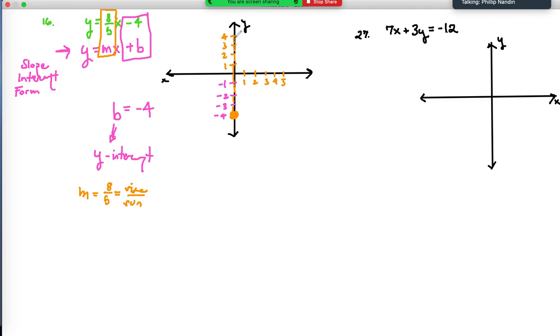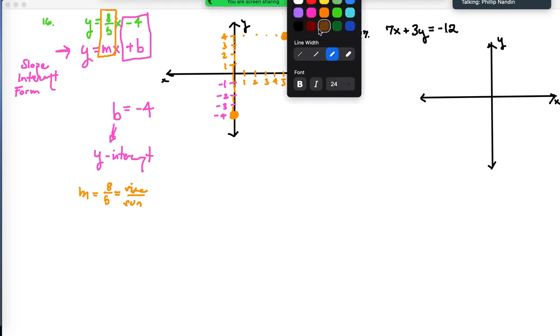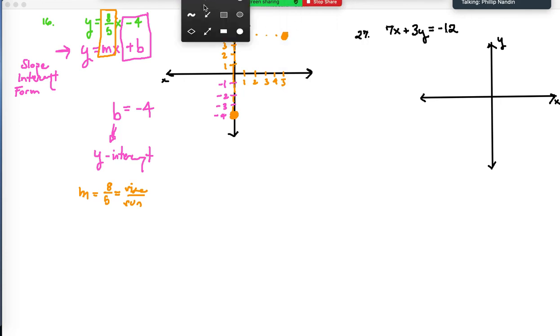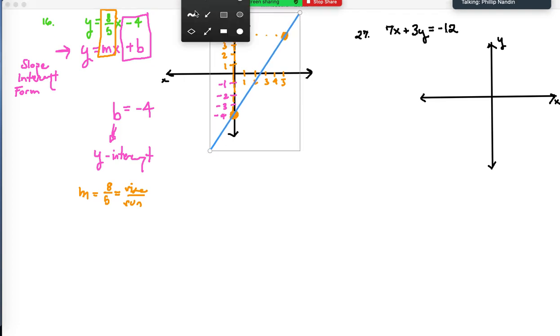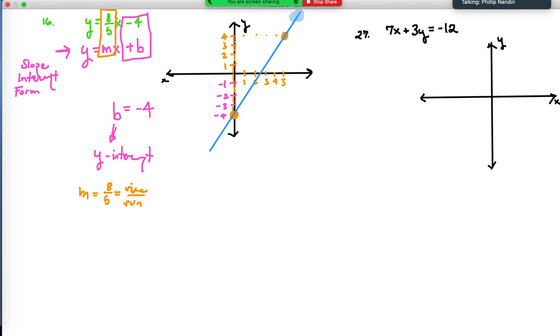I went up 8, and then I run 5. And it's +5, so I run to the right. 1, 2, 3, 4, 5. And then this right here is my second point. I connect these 2 points in a straight line, and I am done. This is my line. Okay, that's it.